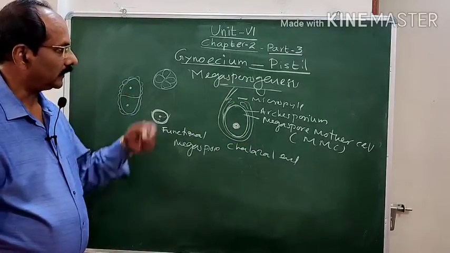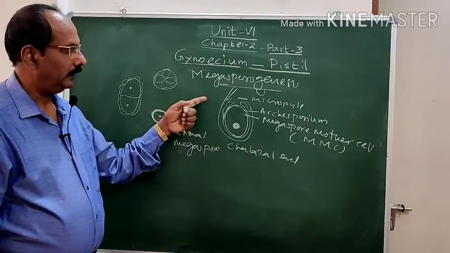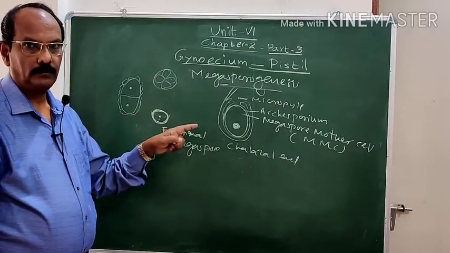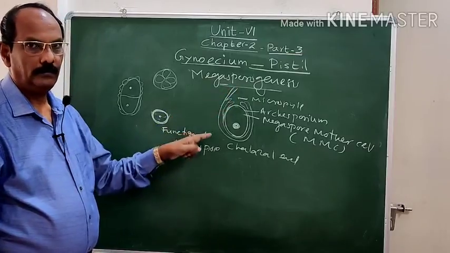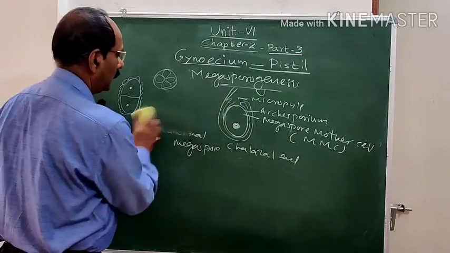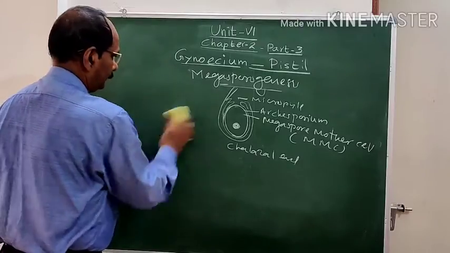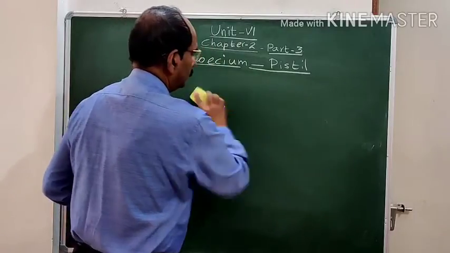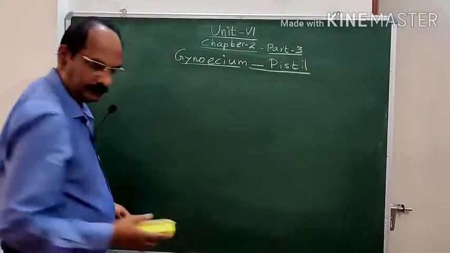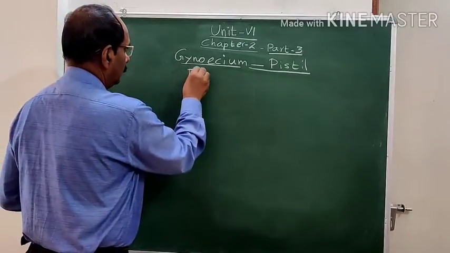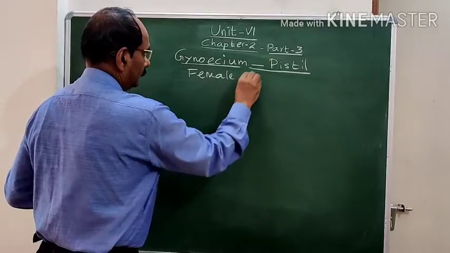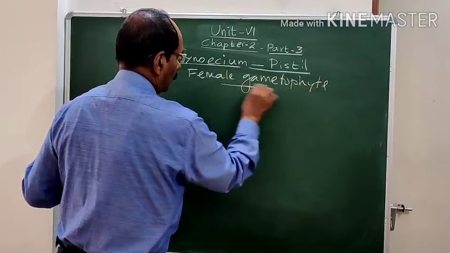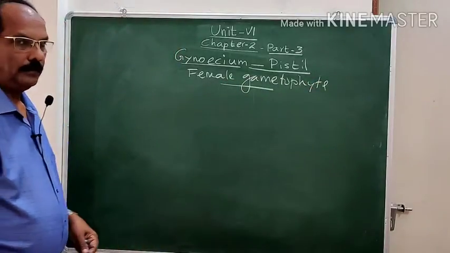Okay. Then what happens next? From the megaspore, a female gametophyte will be produced, just like from the microspore, a male gametophyte is produced. Let us see how the female gametophyte is forming. Formation of the female gametophyte.